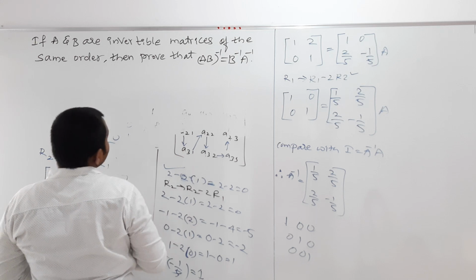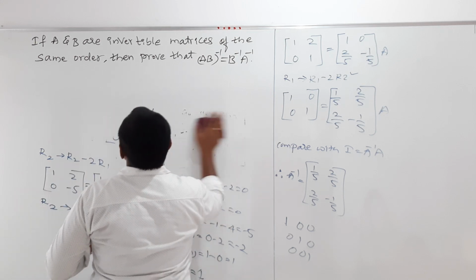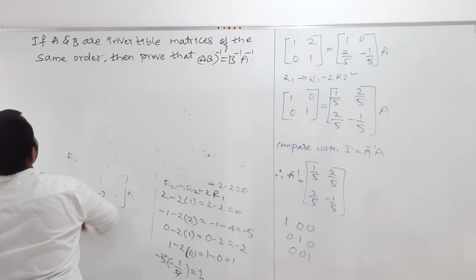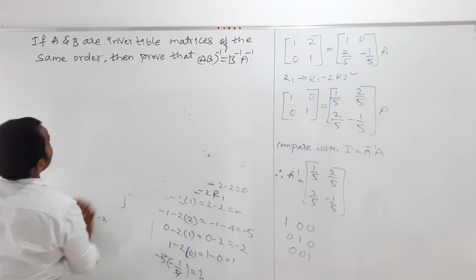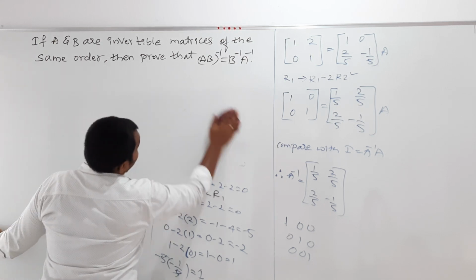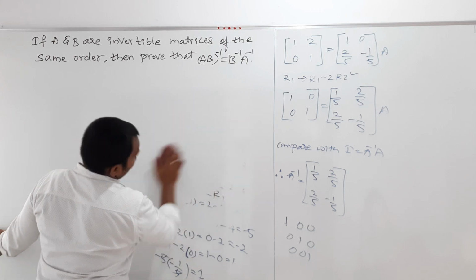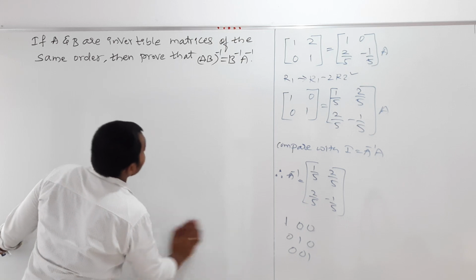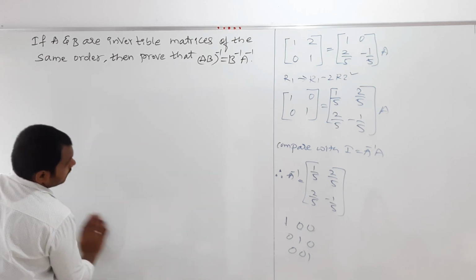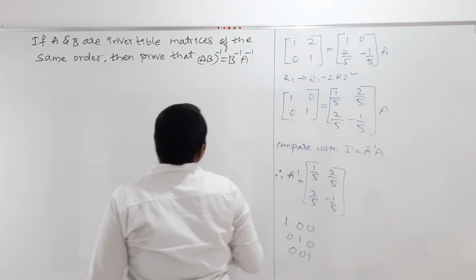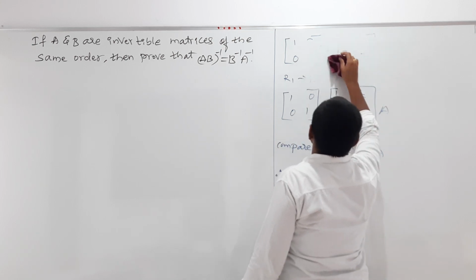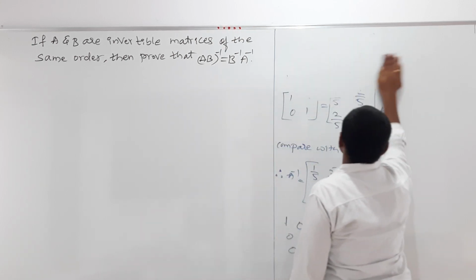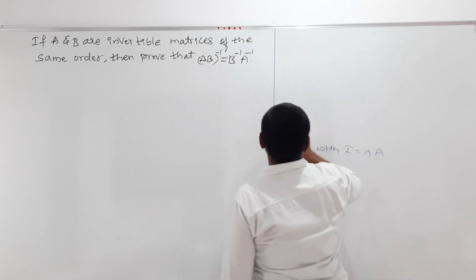So my dear students, what is the condition? What are they given to you? If A and B are invertible matrices of the same order, then prove that (AB) whole inverse is equal to B inverse into A inverse. We should prove this result. To prove this result, I will use the definition of the inverse, which I discussed.